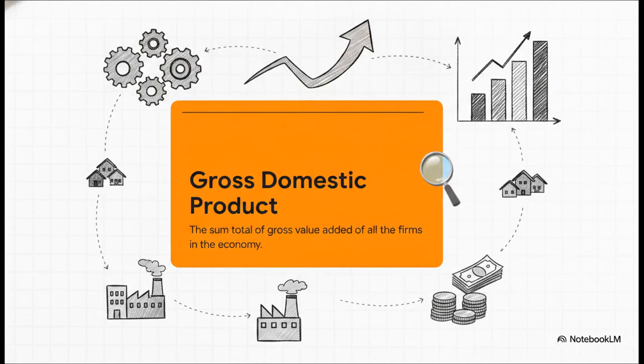And that brings us to the big one, the most famous economic metric out there, gross domestic product, or GDP. GDP is simply the grand sum total of all those individual value additions across every single firm in the whole nation within a year. It is the ultimate scorecard of our aggregate production flow.